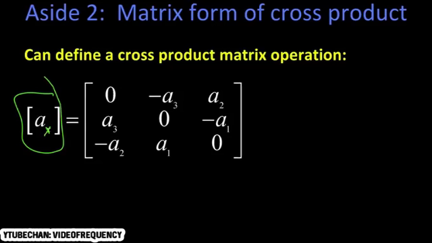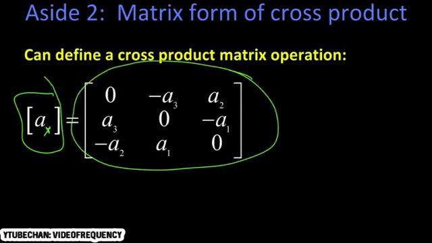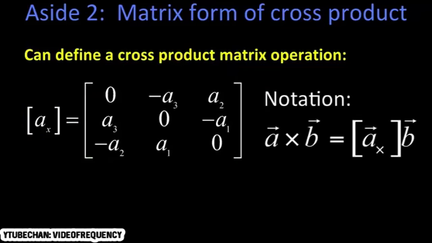So when I do this little bracket a-x cross, that means that I'm going to substitute in this matrix, which is sort of the cross-producting matrix of A. So if I wanted to do A cross B, I would just multiply this matrix times B. So the notation, as I wrote here, is A cross B equals, and here the font's fixed, it's just this bracket A-x times B.